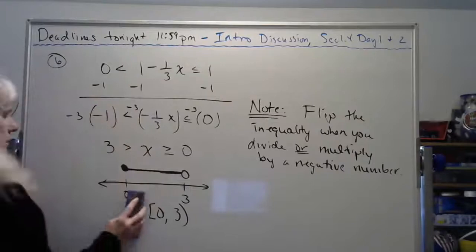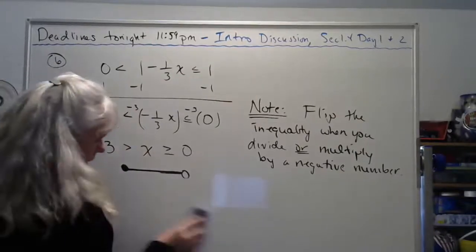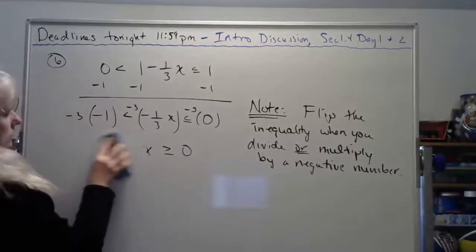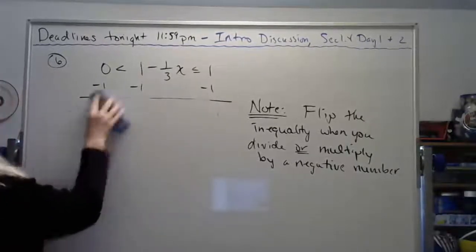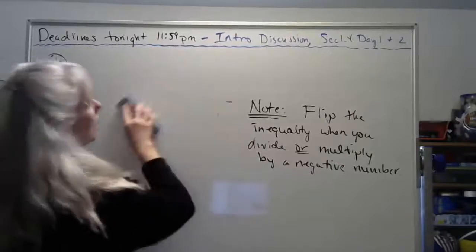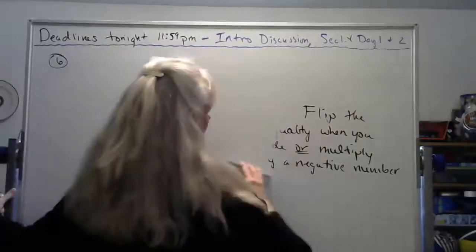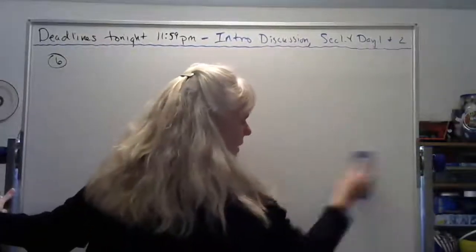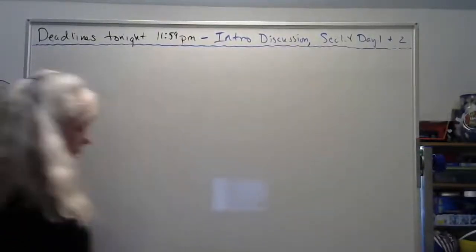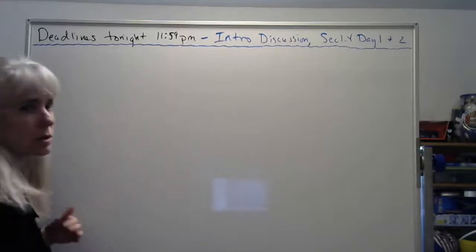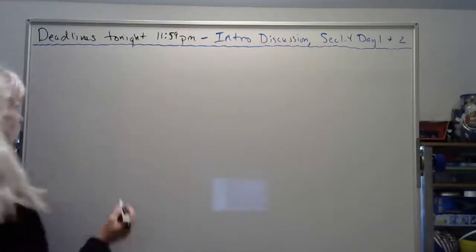Okay, example 7 is our last example for the day. Again, these are all linear inequalities, and they're linear because we haven't seen any exponents floating around. We haven't seen any x squareds for quadratics or x cubes like we ended up factoring yesterday.